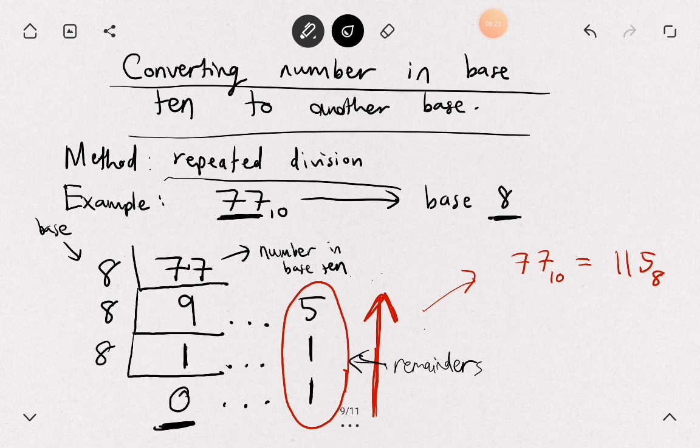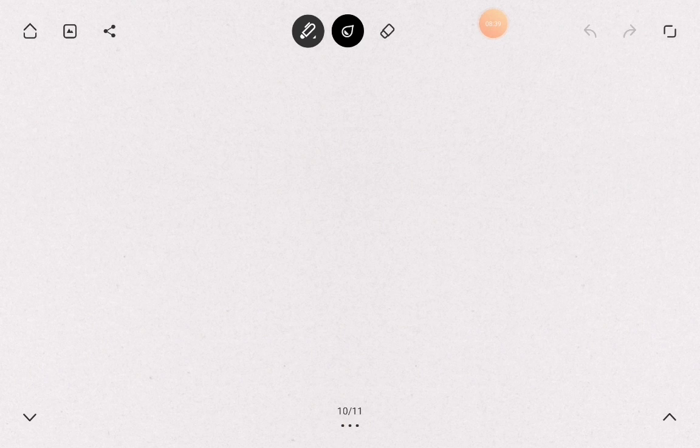Right, these are the remainders. You read it from bottom to top, so you get 115 in base 8. All right, so that's how you convert a number in base 10 to another base.